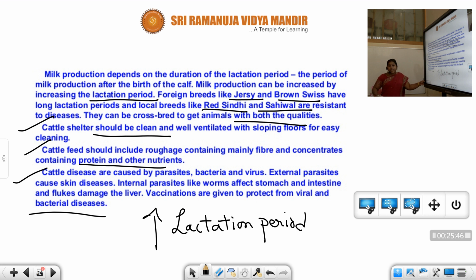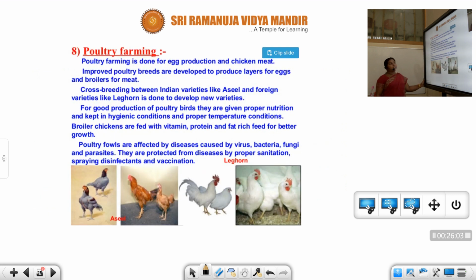In the same way that we are vaccinated from our birthday itself, we need to provide proper vaccination to the cattle in order to protect them from dangerous and dreadful diseases. So this is about how we take care of the cattle.